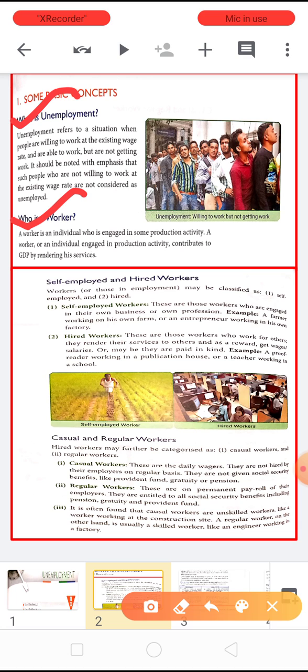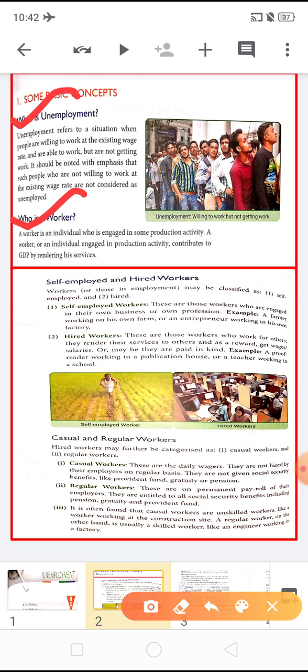Now the second concept is who is a worker. Children, a worker is an individual who is involved in some economic activity in order to earn a living. A worker is an individual engaged in some production or productivity activity, and contributes to GDP by rendering his services. Some examples of workers are farmers, managers, laborers, doctors, barbers, and professors. These people are engaged in production activity, and they are contributing to the country's GDP.